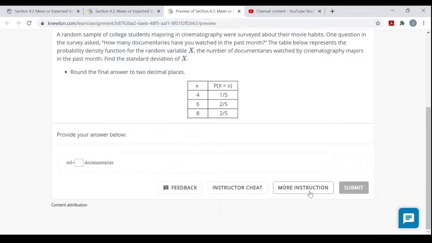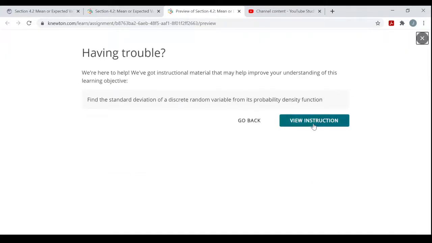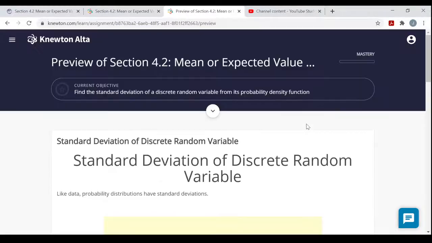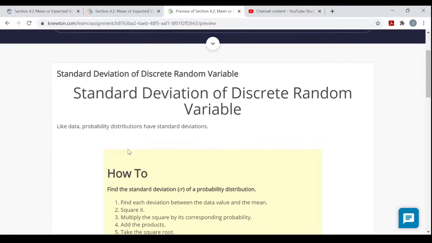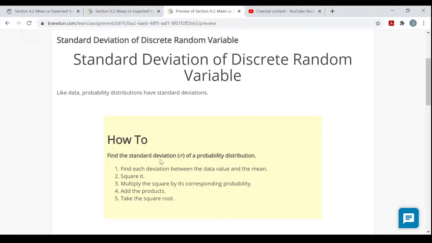So let's get into more instruction here for the standard deviation of a discrete random variable, and I'll also just read to you the mean one. Like data, probability distributions also have standard deviations, a measure of spread. So how to find the standard deviation?